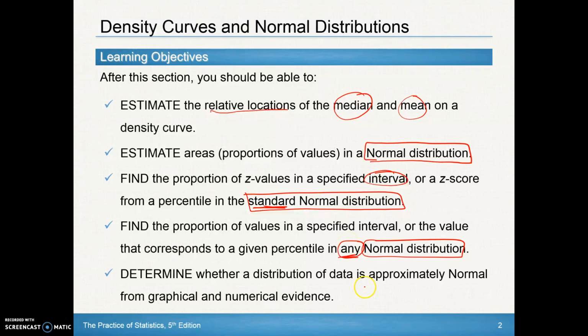And then we'll be able to tell if a distribution is approximately normal from graphs and numerical evidence. So we'll be looking at another type of graph. It would be called a normal probability plot. So you'll need your Inspire calculator for that.